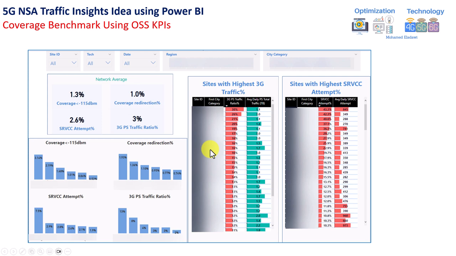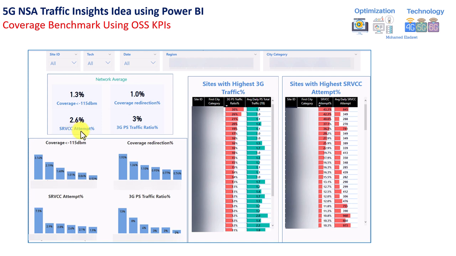The next idea, which is also very good, is coverage benchmark across all sites. For example, here we give some metrics using even the 3G network or 4G and 5G network. For example, if you assume you have a 5G site, we use 4 metrics in this area. For example, we use coverage less than minus 115 dBm. You have some metrics from the KPIs where you can identify the coverage indexes and coverage redirection. For example, you have redirection triggered due to coverage. During that coverage, we identified the ratio of these sites. This is the overall ratio for the network.